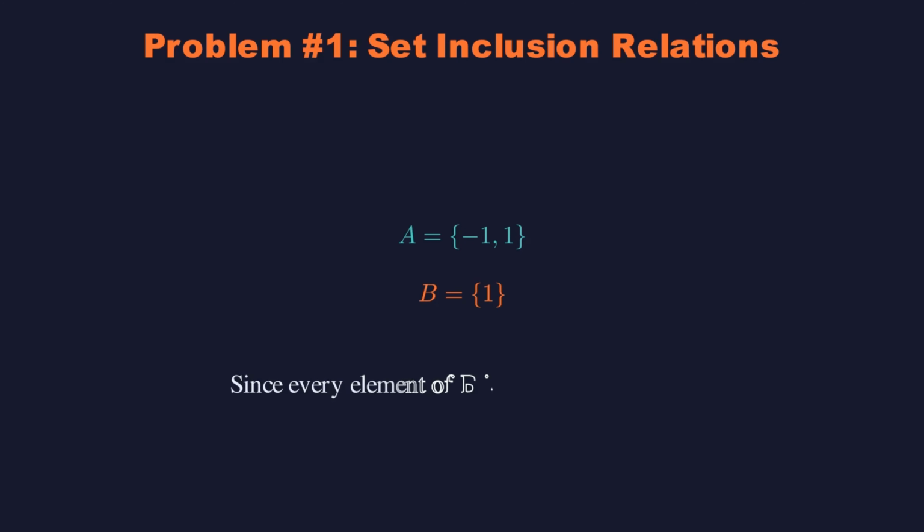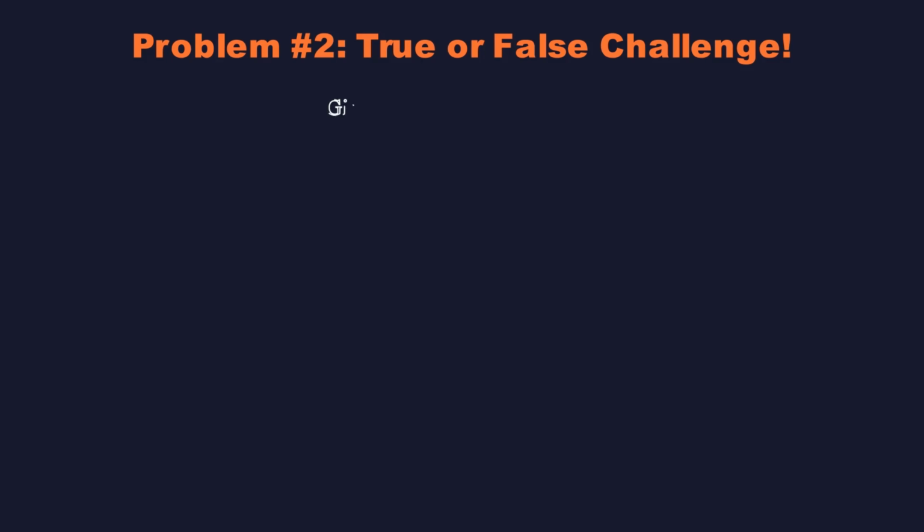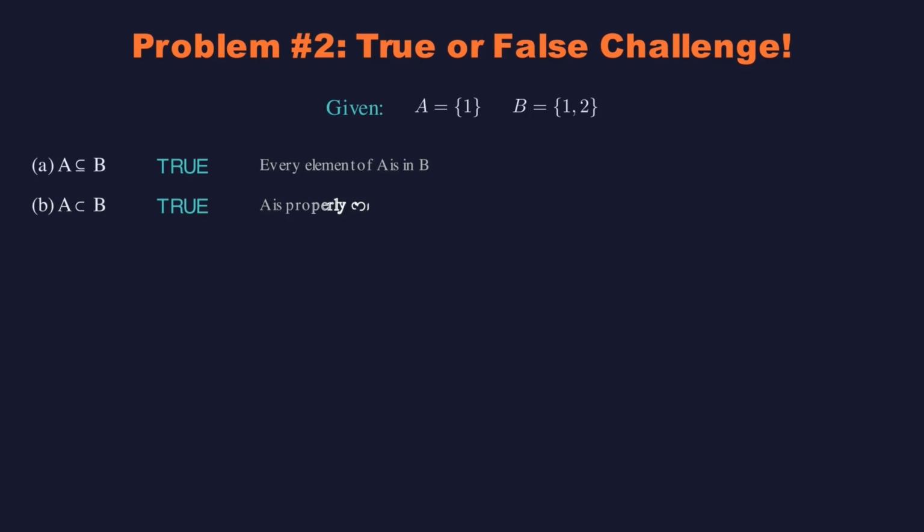Is A contained in B? True, because 1, which is the only element in A, is also in B. Is it properly contained in B? True, because A is contained in B, but they're not equal. Is A an element of B? False. Here's the key. A is a set, not an individual element of B.